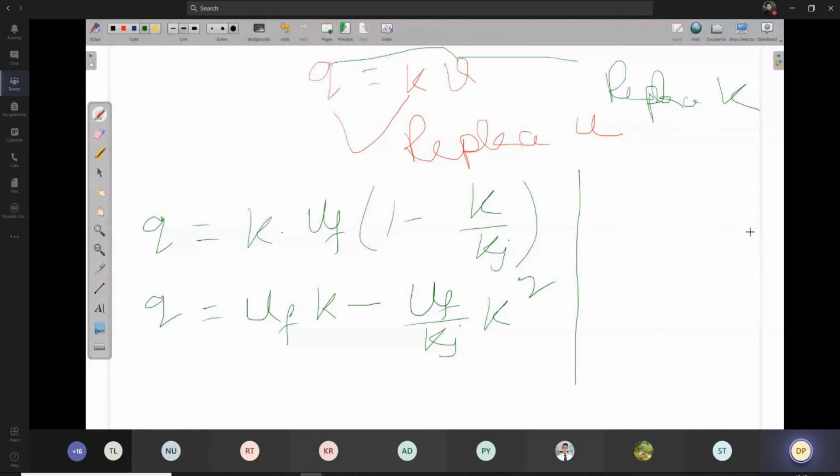What is the equation of a parabola? So y equals ax square plus bx plus c. Y equal to ax square plus bx plus c, sir. Equation of parabola.